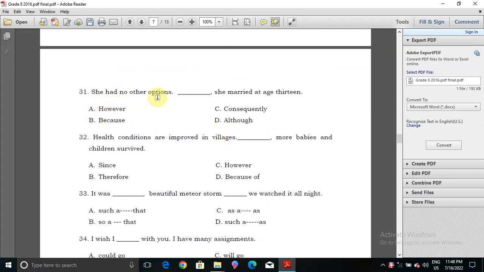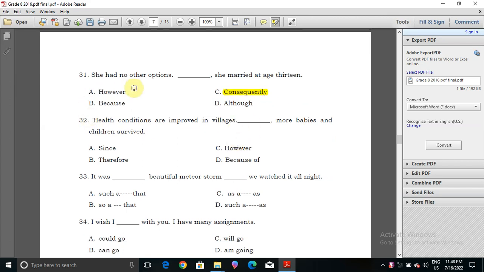Now question number 31: "She had no other options. Dash she married at age 13." Here what will we say? However, because, consequently, or although? The correct answer will be "consequently," because he said she had no other options. Consequently, she married at age 13.